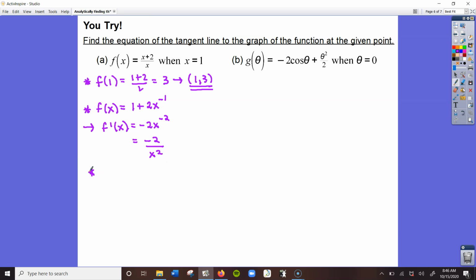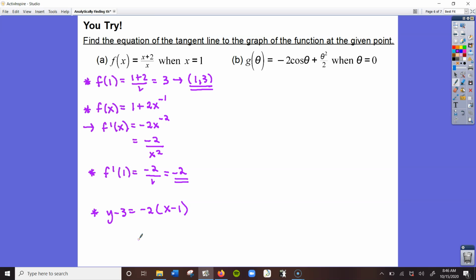Now I can plug in that x value so I can find my slope. So f prime of 1 is going to equal negative 2 over 1, which is just negative 2. So now I have all my information. I have my point, I have my slope, I can write my equation. So y minus 3 is going to equal negative 2 times x minus 1.